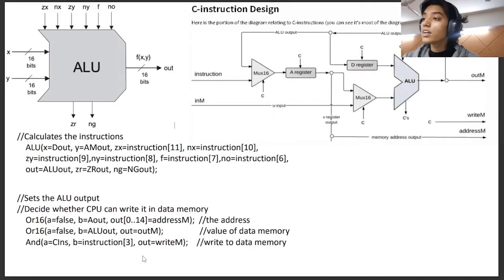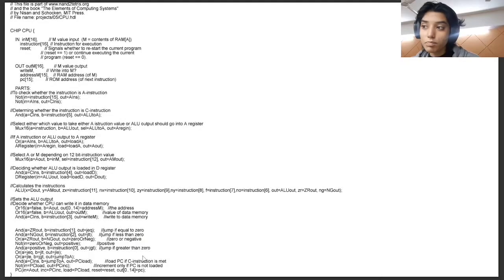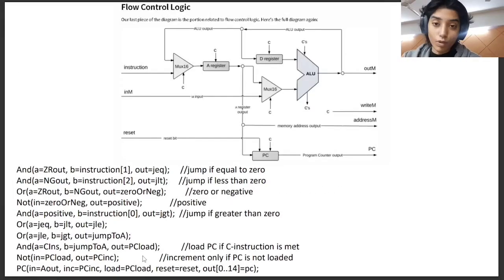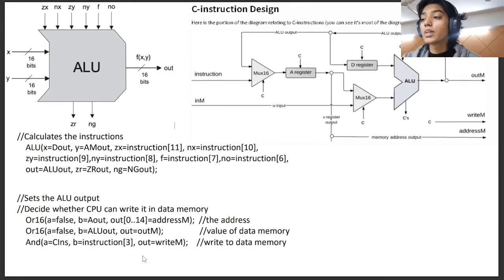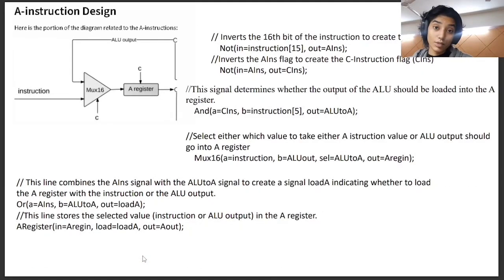Now this is the complete chip, but before diving deep into that, I would like to divide it into small parts. So let's work this out, learning about the A instruction design and how it works. We have a NOT gate. What does it basically do? It creates the flag, which could be an A instruction or a C instruction, depending on the current instruction's 15th bit.